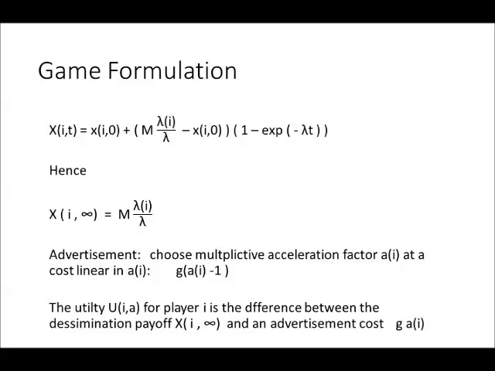Now consider advertisement decisions. By advertising, a player can accelerate the rate of dissemination by a constant factor. In other words, it multiplies the popularity lambda_i by the chosen variable A_i. A_i cannot be smaller than 1, because if we have no acceleration, then it is simply 1.